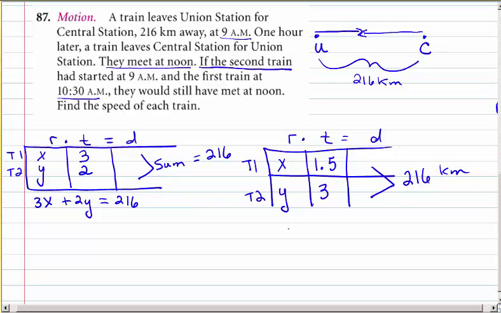So I'm going to get a second equation here. 1.5x, which is rate times time for the first train, so that gives me the distance the first train traveled, plus 3y, rate times time for the second train, and that has to equal 216. So now I've got two equations in two variables, and I should be able to solve those.